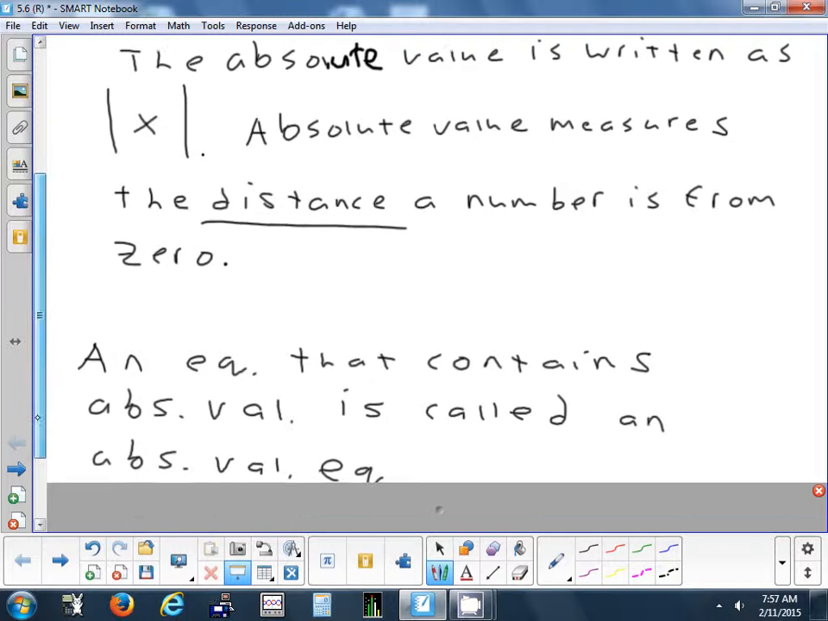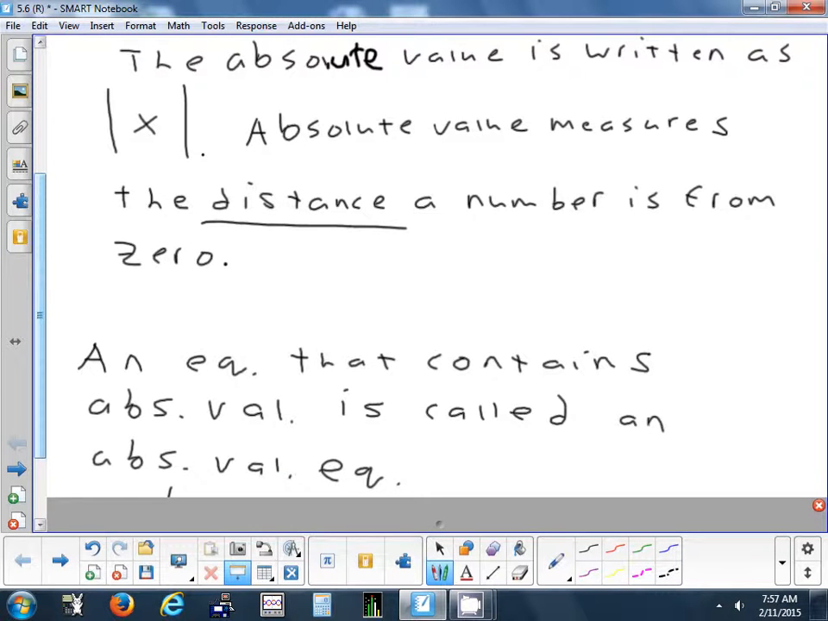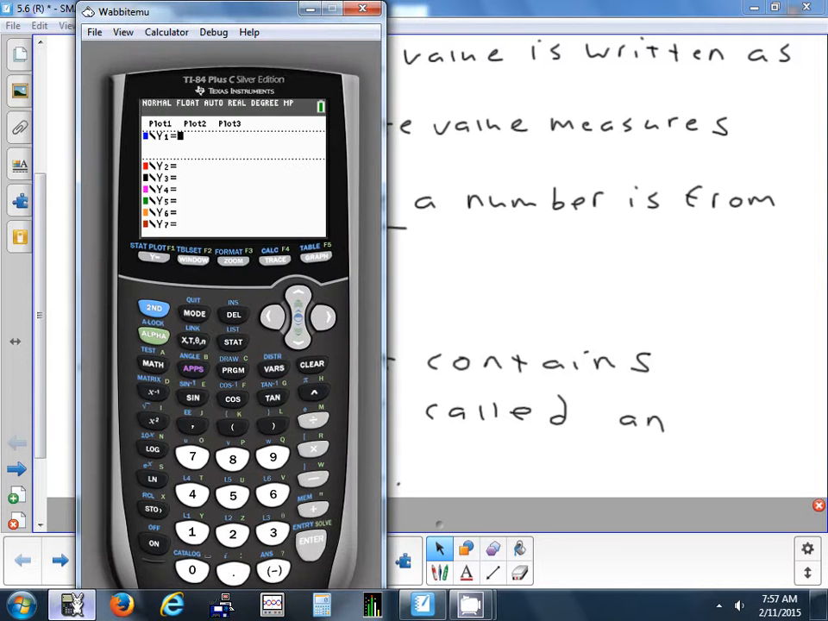Okay, if you have an equation that has an absolute value symbol in it, then that's called an absolute value equation. And let's take a look at a picture, and see how many answers this type of equation could have. First let's just graph absolute value. Let me get a better window on that. Let's do zoom 6. There's our basic absolute value equation. It looks like a V shape.